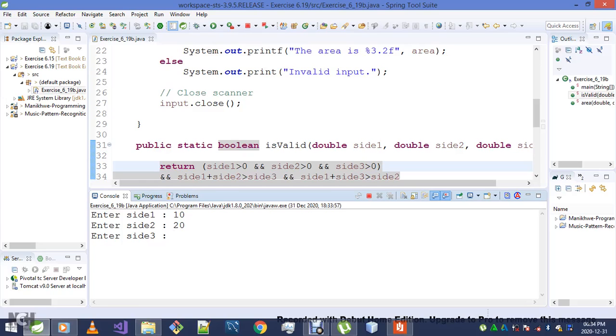Thing is, this is invalid, of course. Let's try something like... I cannot think of a valid case. Oh, the sum of the two has to be greater than the third side. So let's put the same numbers for all of them. Okay, seems like we're good.